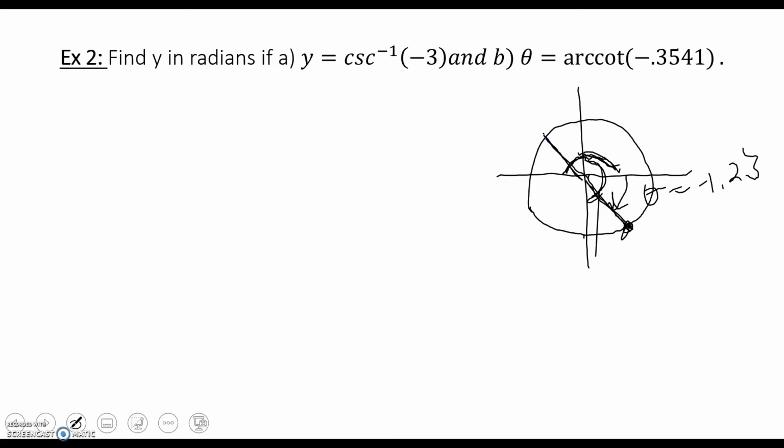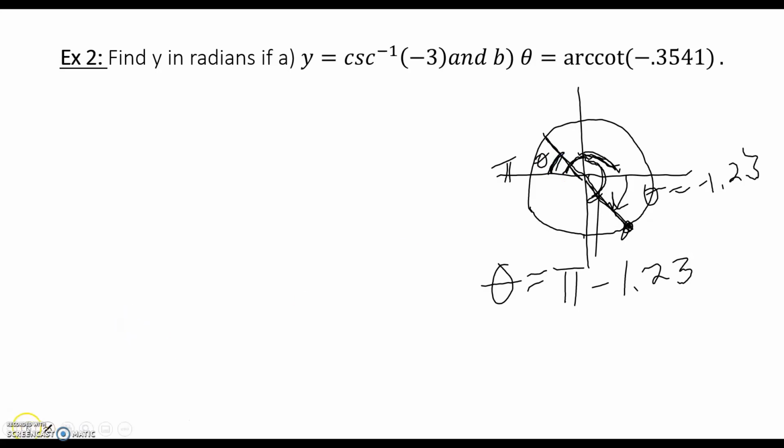Tangent and cotangent are negative in quadrants 4 and 2. So to find that same reference angle, we will use this as our reference angle of 1.23. We would have to do 180 or pi, because this is pi minus that answer. So we would do pi minus 1.23, and that's to find the angle with the same reference, okay?